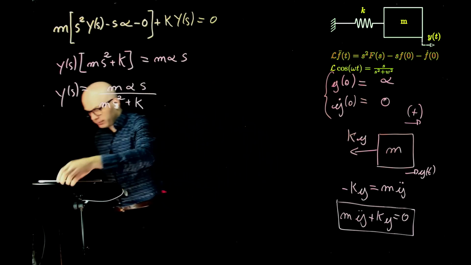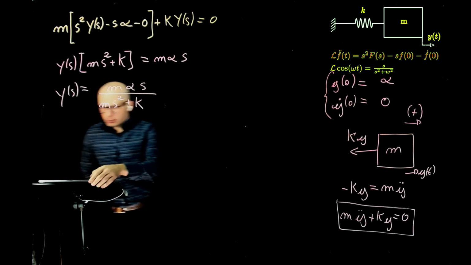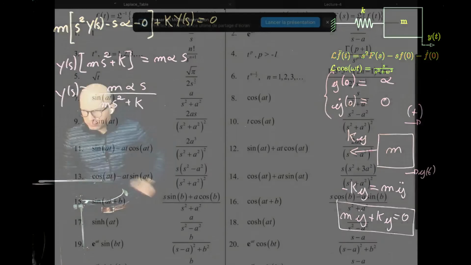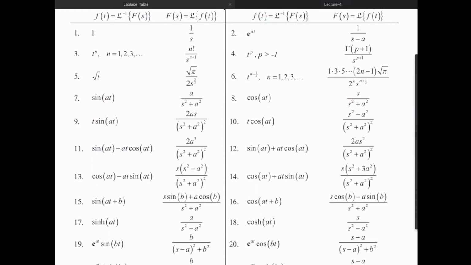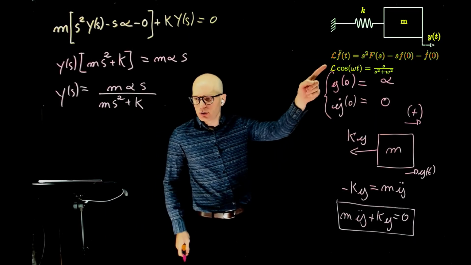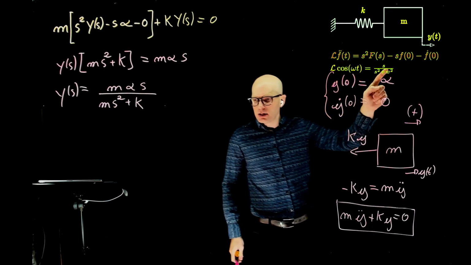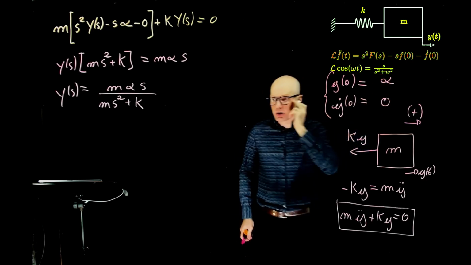Take a look there. I'll pull up the table here. What is the closest approximation to what we have? Something with s on top, s squared in the denominator, and a squared in the denominator. That is equation 8. That resembles a cosine waveform, which I actually wrote here. Cosine of omega t equals s divided by s squared plus omega squared.